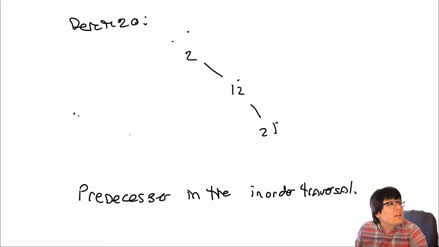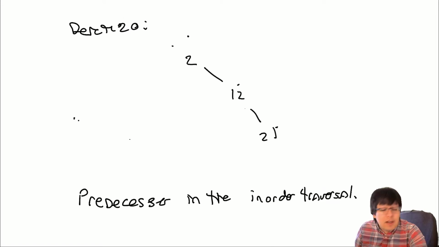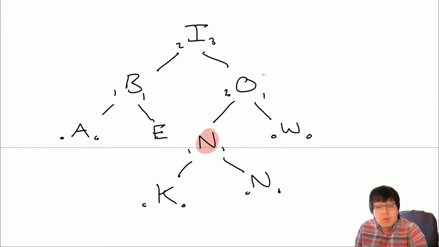I noticed that you add the imaginary node to the right. Should we always add it on that side? You should add it in whatever side is convenient for you. It's an imaginary node at the end of the day. So the whole point of the node is that it's supposed to make your life easy.